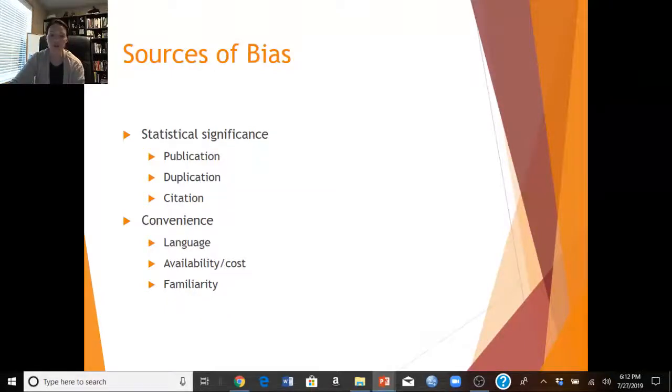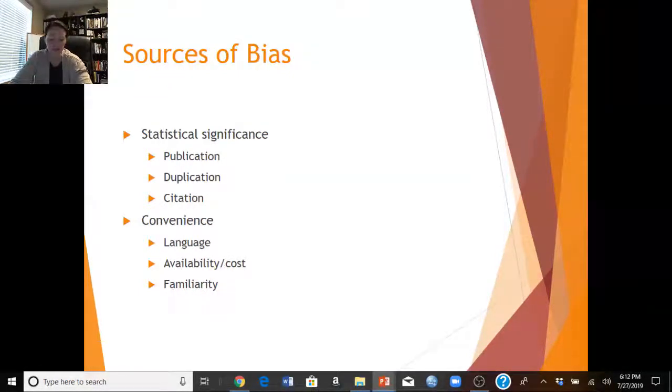The first is publication. So this is simply that studies that are statistically significant are more likely to be published. So it's possible, if what you're looking at is published studies, that you have some bias related to that, which could be that there are non-statistically significant studies that are out there that weren't published and you missed them.